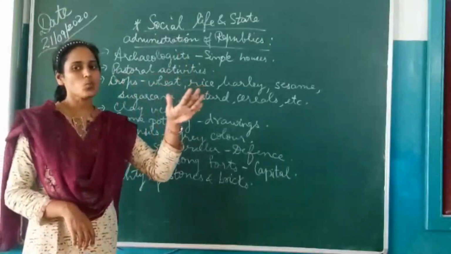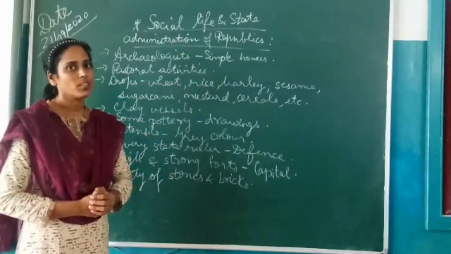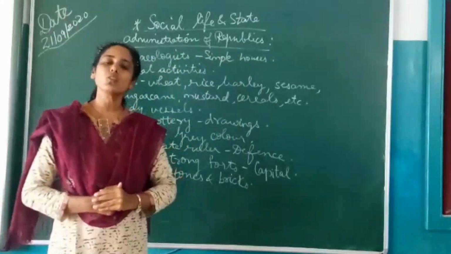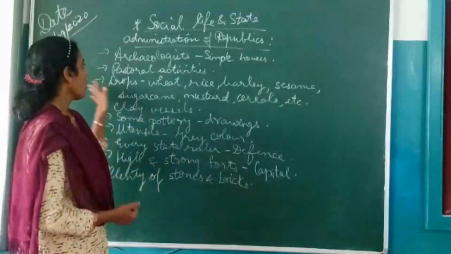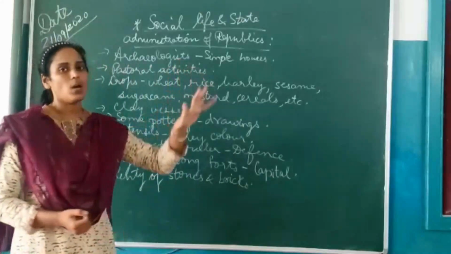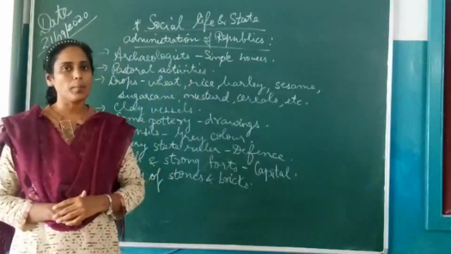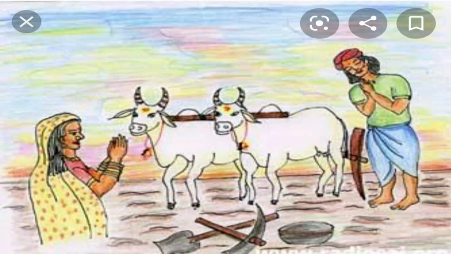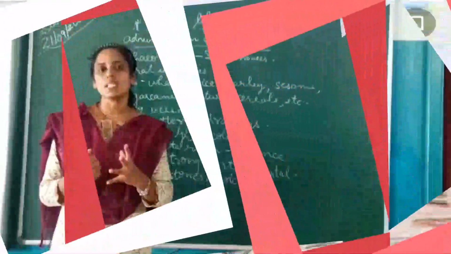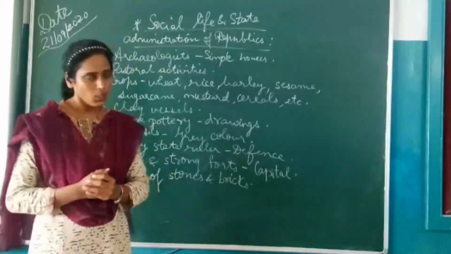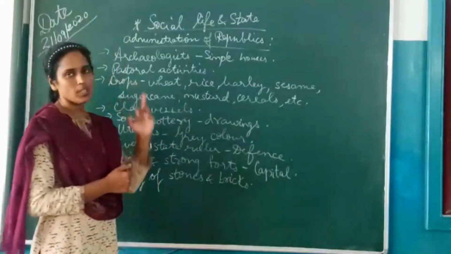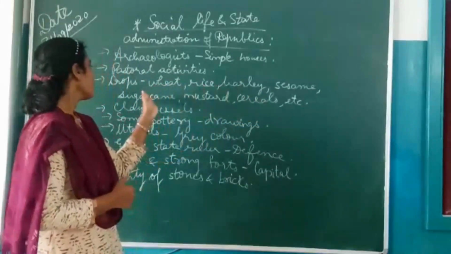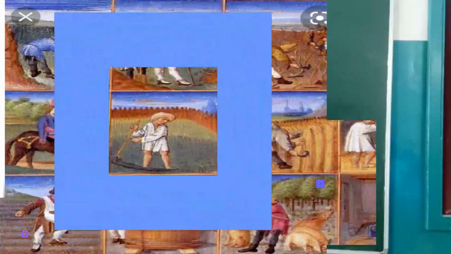Now, when archaeologists dug out the remains of this civilization, they saw that simple houses were constructed by the people in those days, and pastoral activities were carried out. We already saw it in the previous one. Pastoral means pastoralism, that is cattle rearing. Animal husbandry was prevalent there, and cattle were taken for grazing. Milk and milk products were used by the people. Crops which they grew were wheat, rice, barley, sesame, sugarcane, mustard, etc.